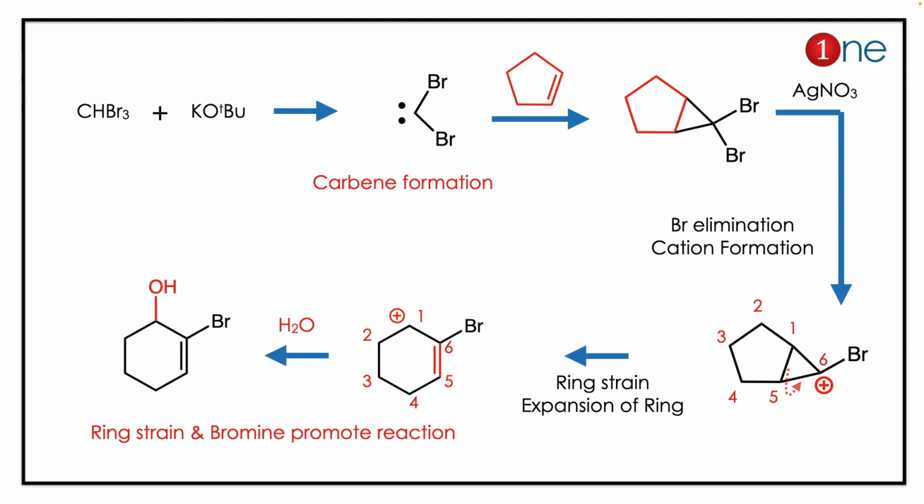The cation has to be quenched. Next water attacks, and you have final alcohol formation. So the final product is cyclohexenol with bromine.